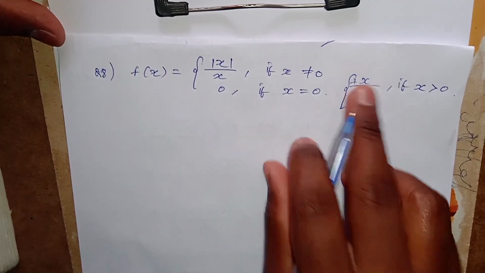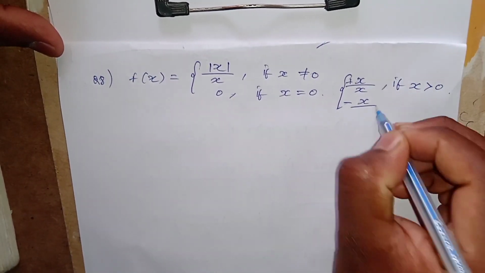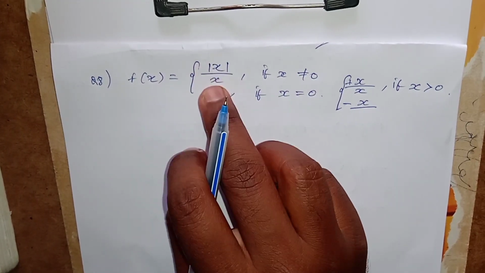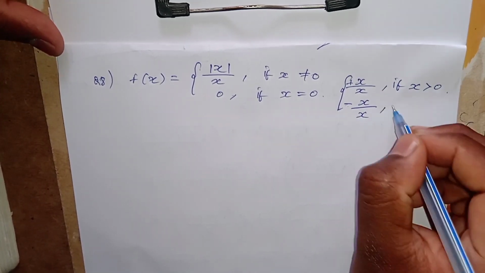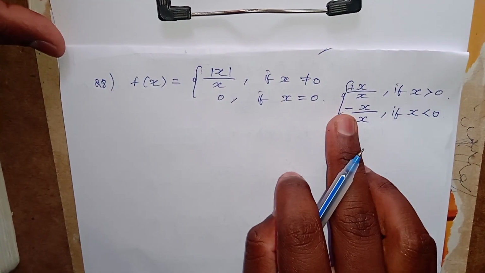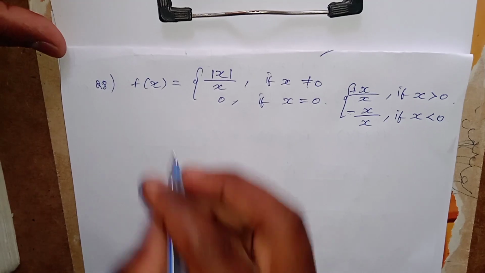Because here it is positive x. Therefore for negative x, the modulus, you have to take both values, positive as well as negative, therefore negative x divided by x here, if x is less than 0, because here it is negative.